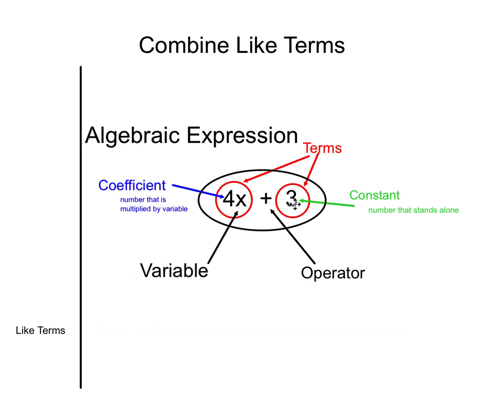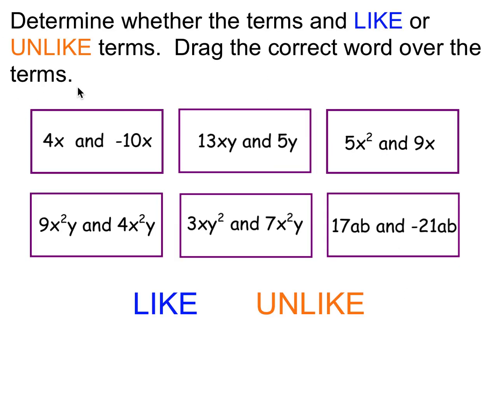So we're going to put like terms together. Like terms are terms with the same variable to the same exponent. So we've done this slide before, but let's just review it. If I have 4x and a negative 10x, most people think these are unlike and they cannot go together. However, they're like because I only look at the variable. The variable is the x, they both have an x. It doesn't matter if one's positive or one's negative. That is like terms, they will go together.